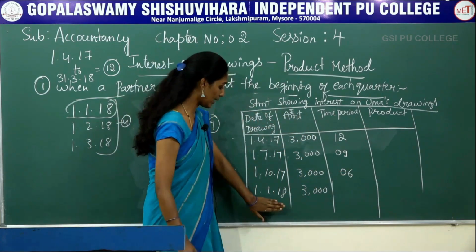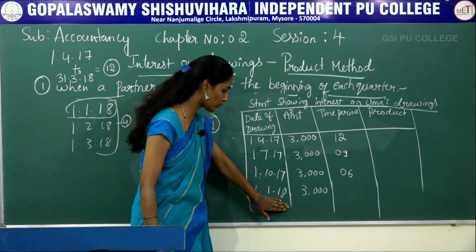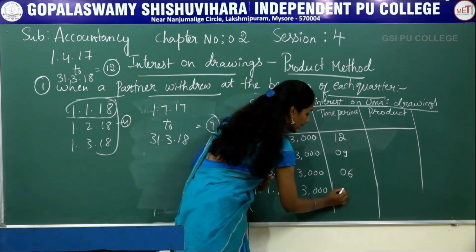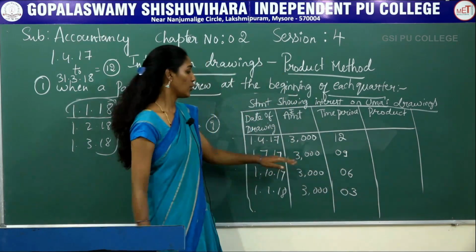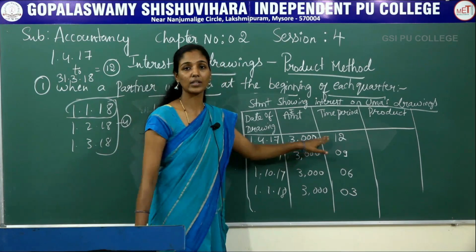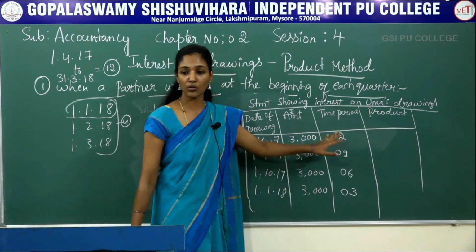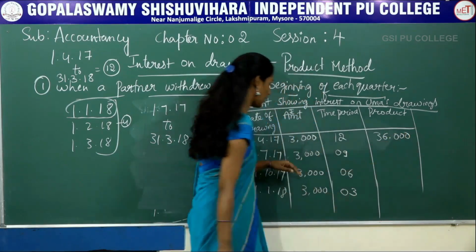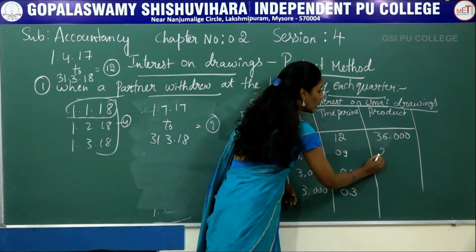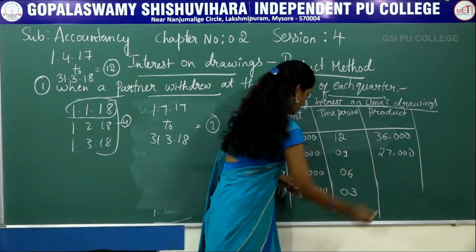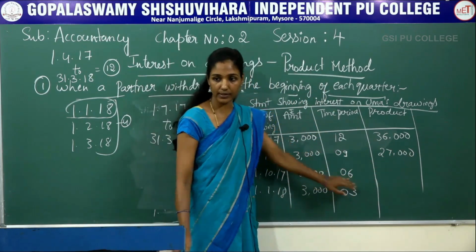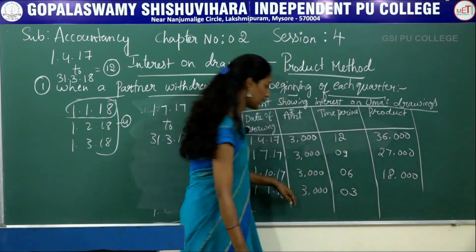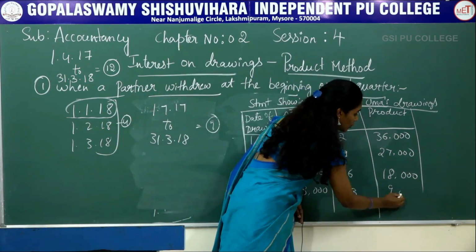Again do the same thing for the last quarter, that is from 1/1/2018 to 31/3/2018. You will have 3 months. So then you should multiply each drawing with its time period. 3,000 into 12, 36,000. 3,000 into 9, 27,000. 3,000 into 6, 18,000. 3,000 into 3, 9,000.